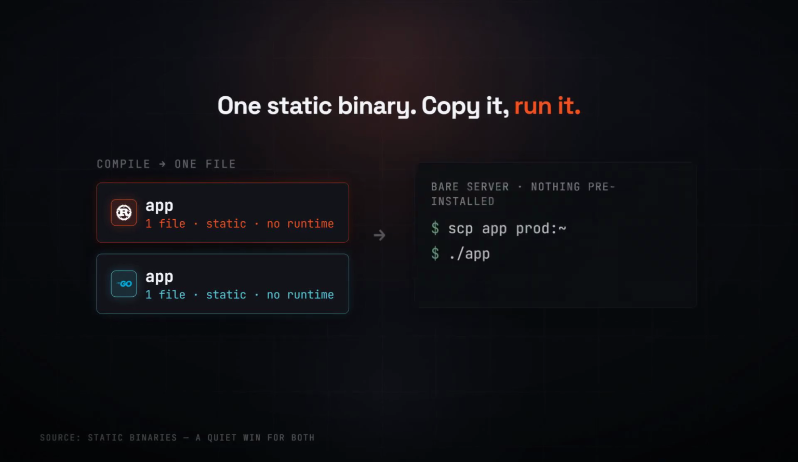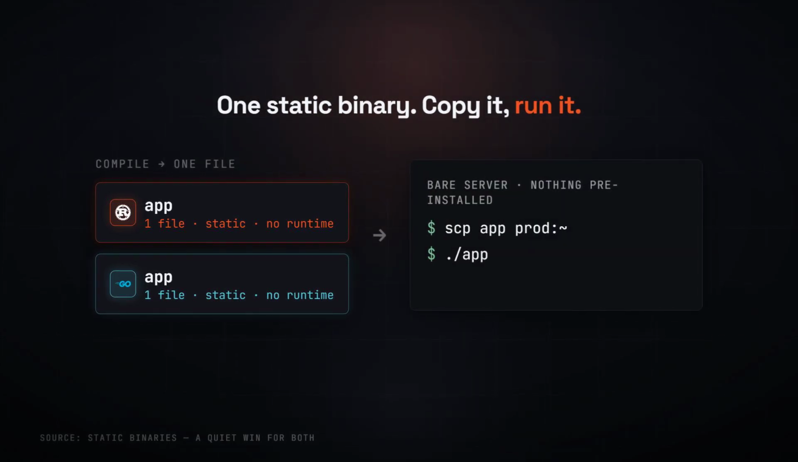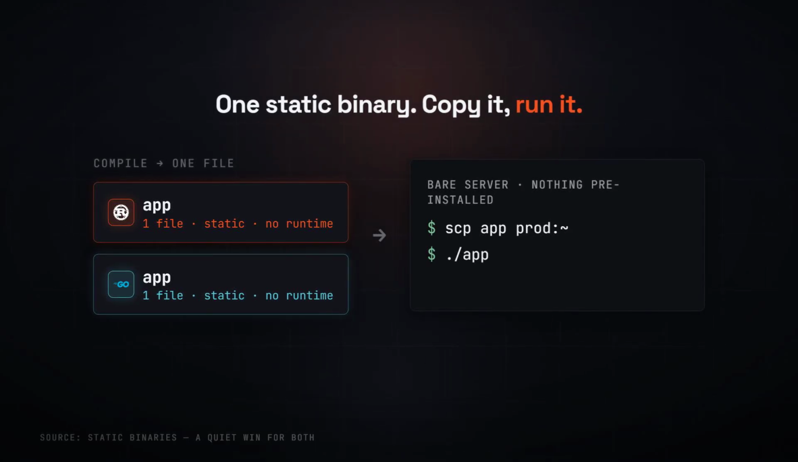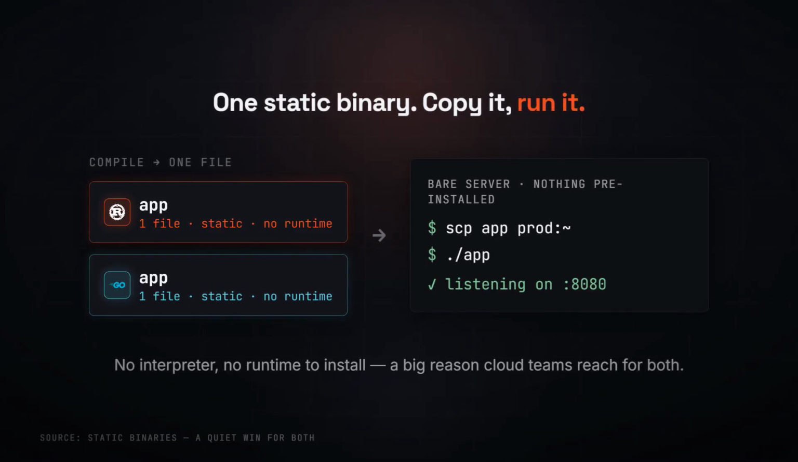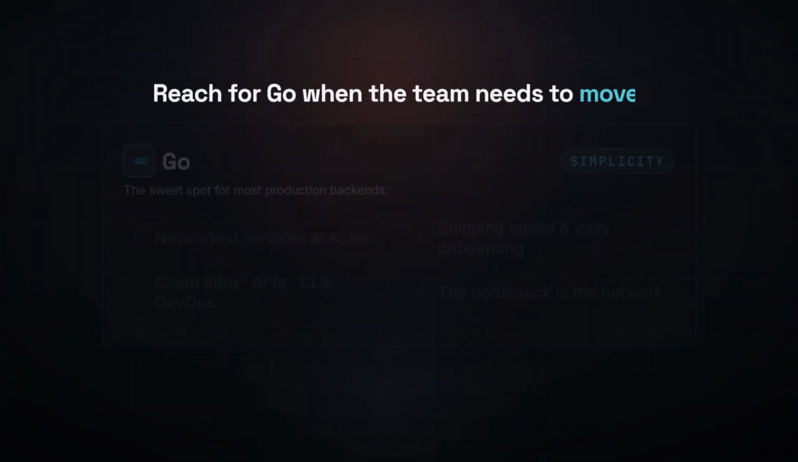Deployment is a quiet win for both. Each one compiles to a single static binary, no interpreter, no runtime to install on the server. Copy one file and run it. After years of Python environments and virtual machine tuning, that kind of simplicity is a big reason cloud teams keep reaching for these two. So who reaches for Go?